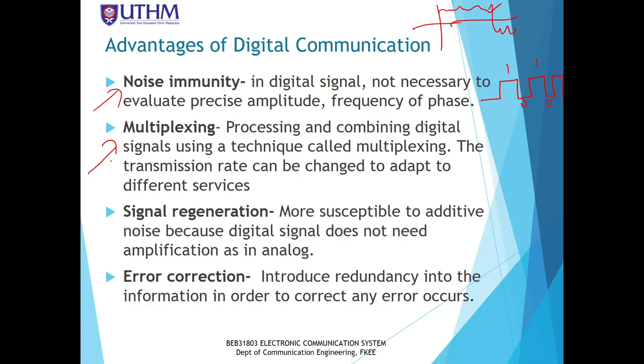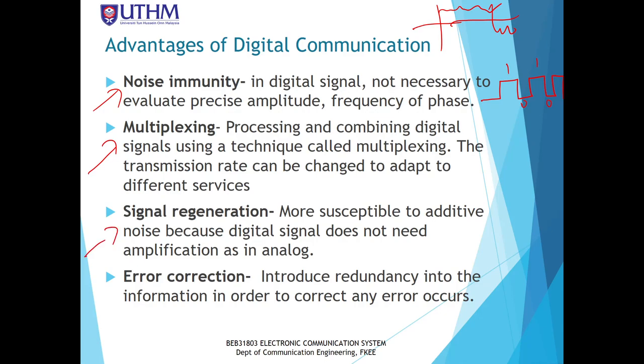And then multiplexing. Since all signals have two states only, logic 1, logic 0, that means we can combine them. We can do multiplexing and transmit the signals together. If we have 10 inputs, 100 input signals, we can multiplex together and then transmit. It is easy to multiplex because all signals have the same state, 1010. Semua jenis signal adalah mempunyai state 1010 of logic state.